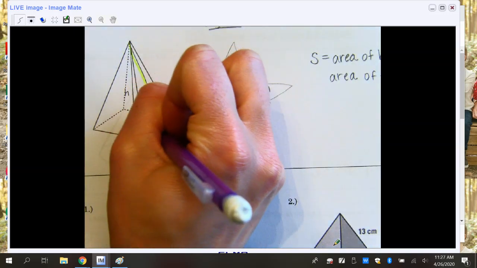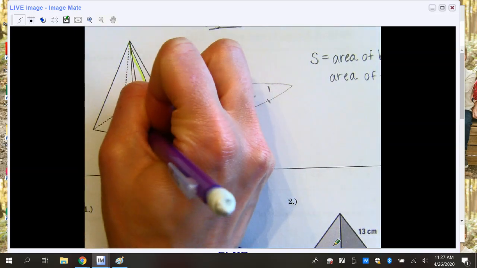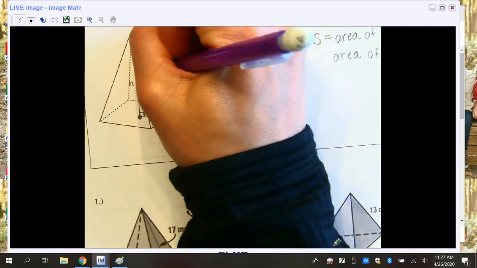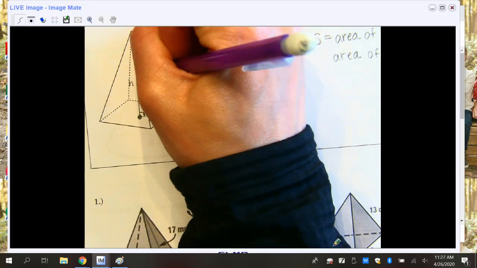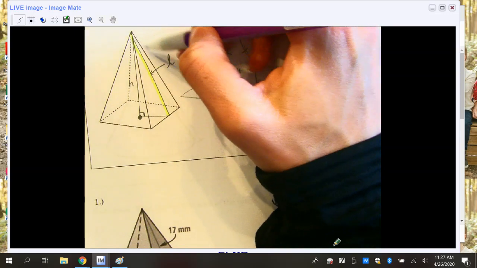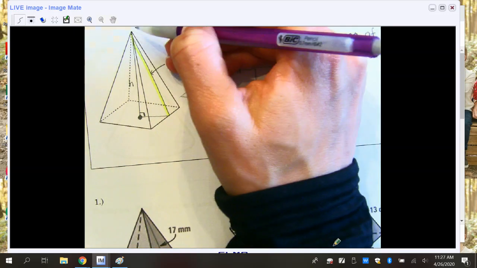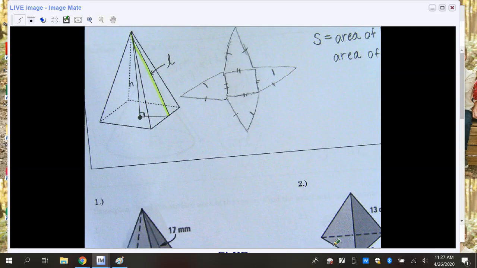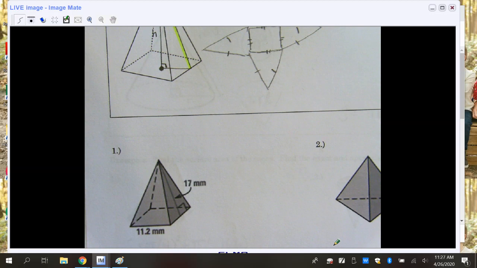Okay, it still creates that inner right triangle with the height. But this right here, that's going to be our slant height. So again, the slant height of a pyramid is not these sides, it's the height of one of the side triangles. And so that is going to help us when we're finding the area of those triangles.